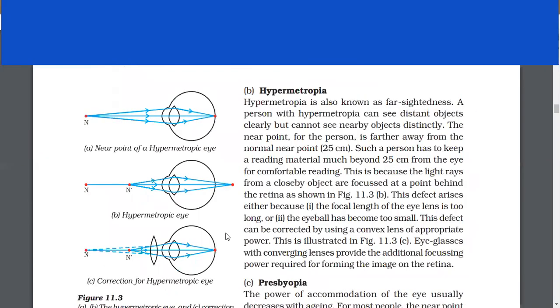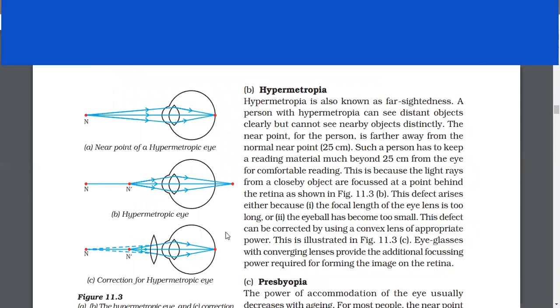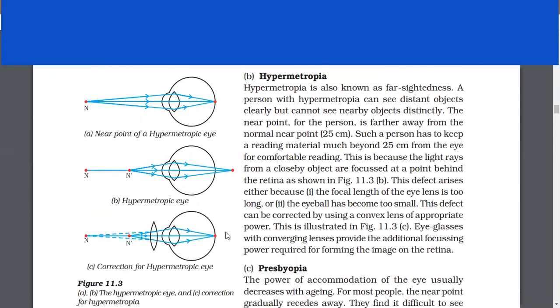Hypermetropia. Hypermetropia is also known as farsightedness. A person with hypermetropia can see distant objects clearly but cannot see nearby objects distinctly. The near point for the person is farther away from the normal near point, which is 25 centimeters. Such a person has to keep a reading material much beyond 25 centimeters from the eye for comfortable reading.